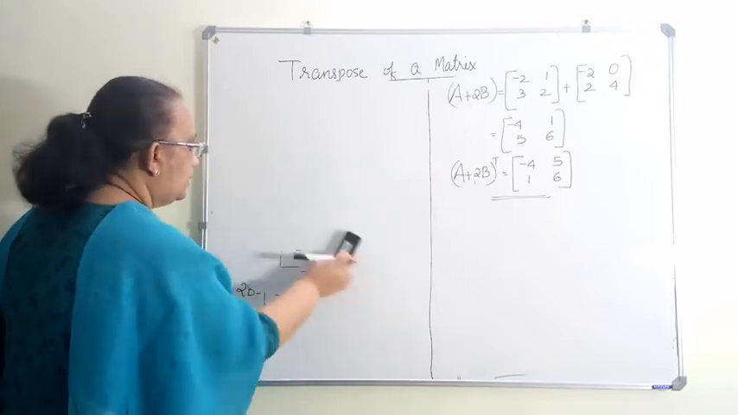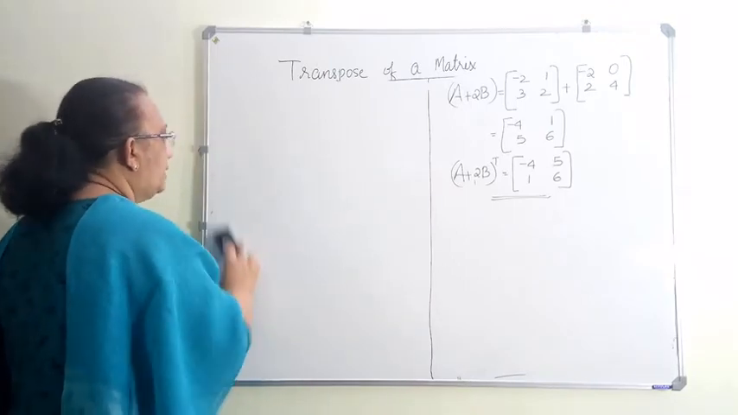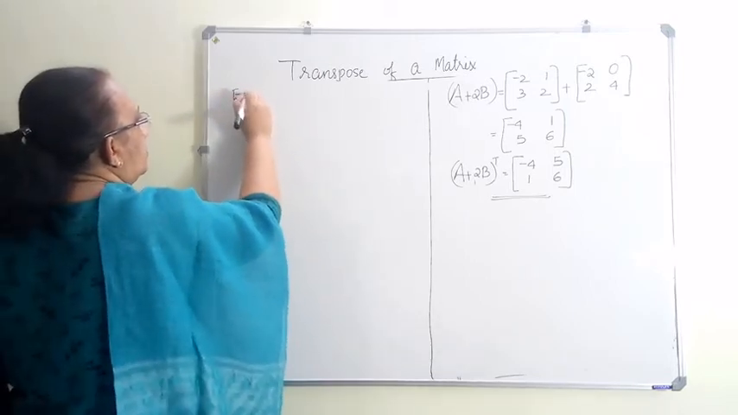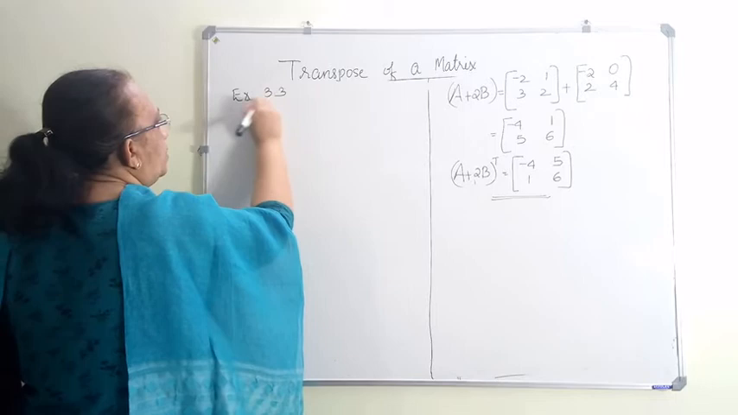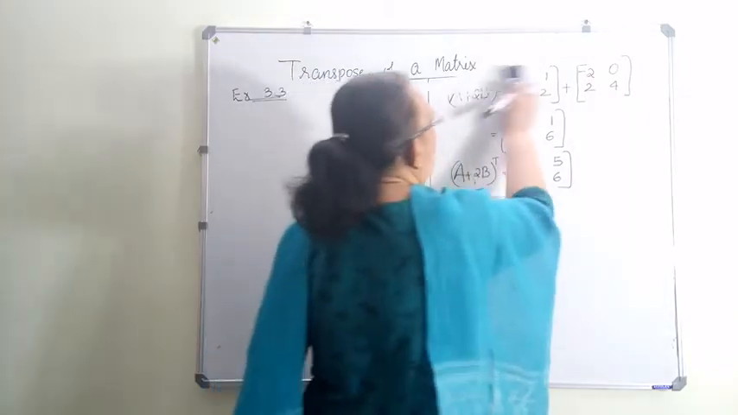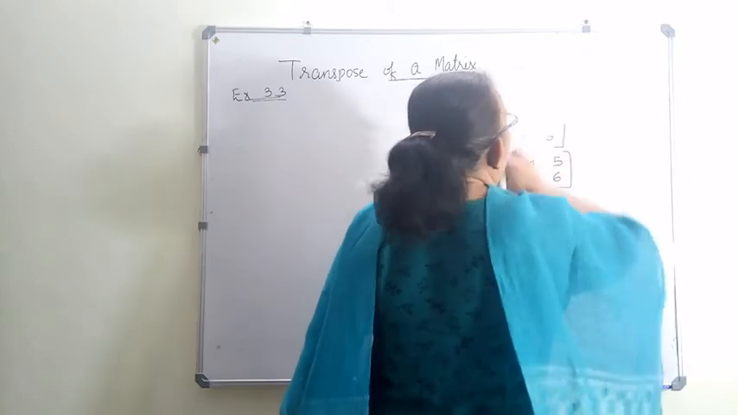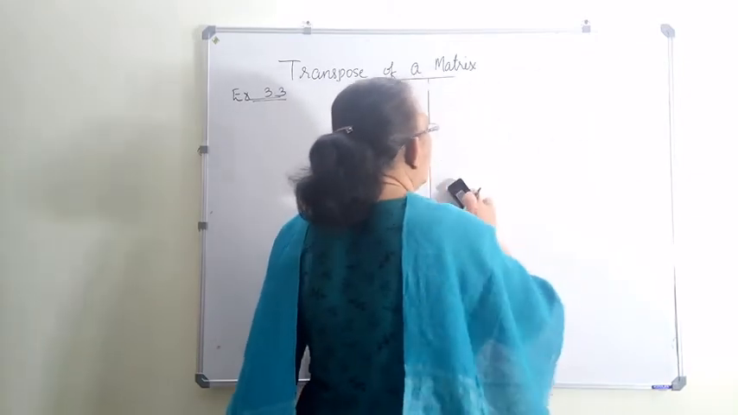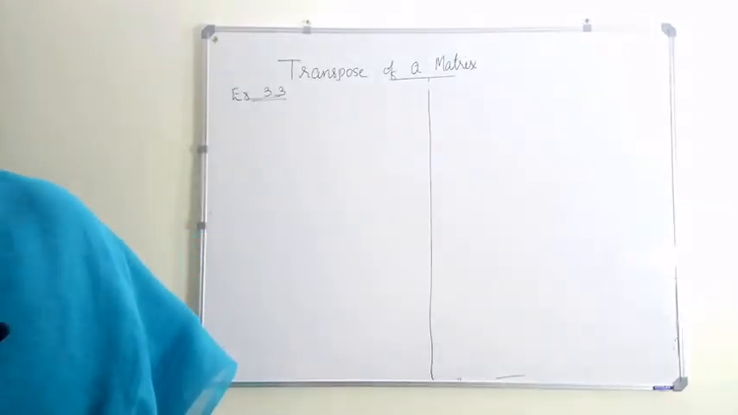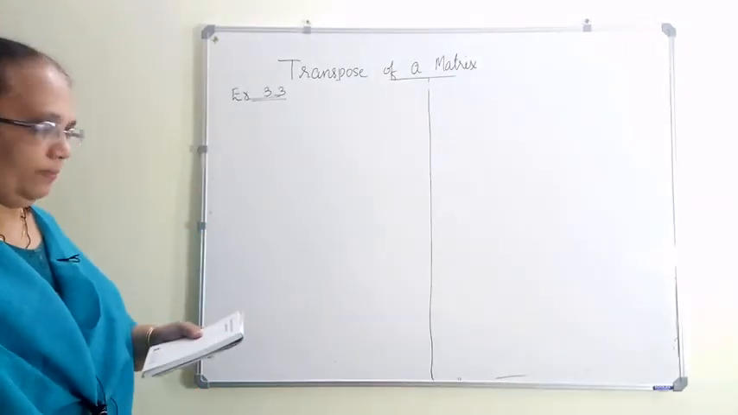Now these questions are from exercise 3.3 in your textbook. So when you go home, open your textbook. Some questions are not done in the class, but similar questions you can do it at home as an assignment.